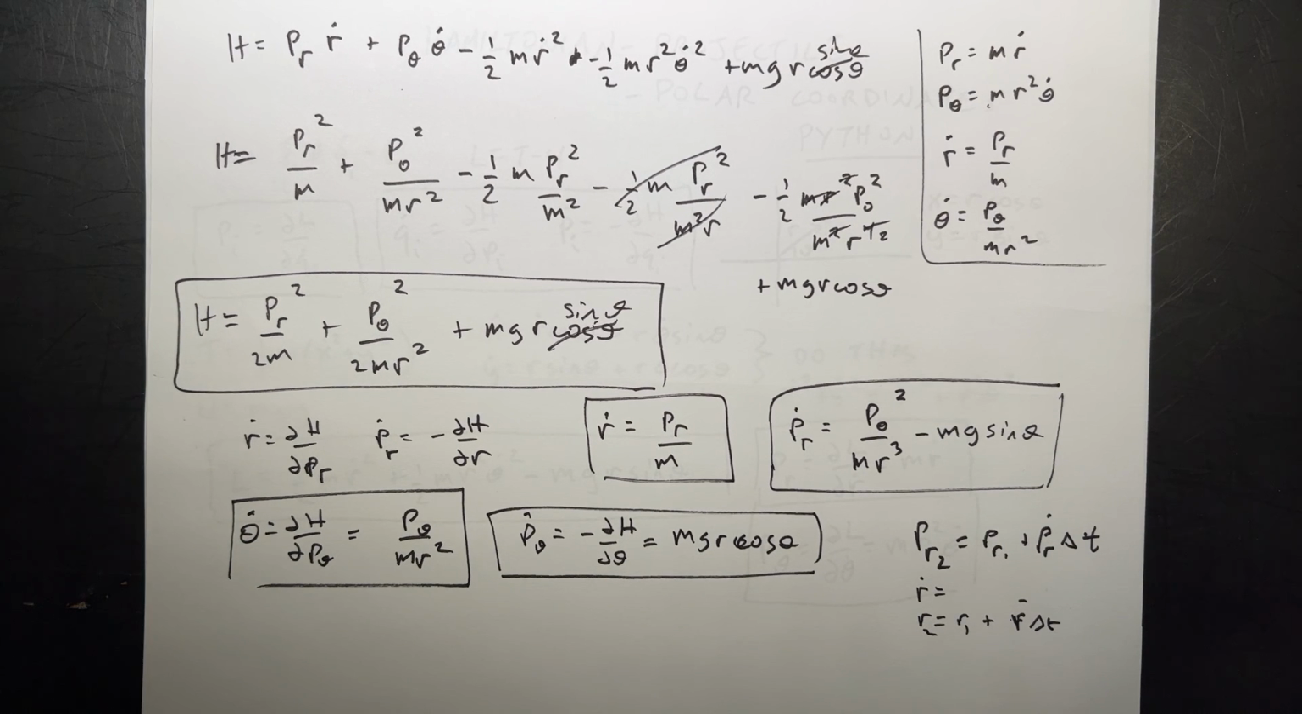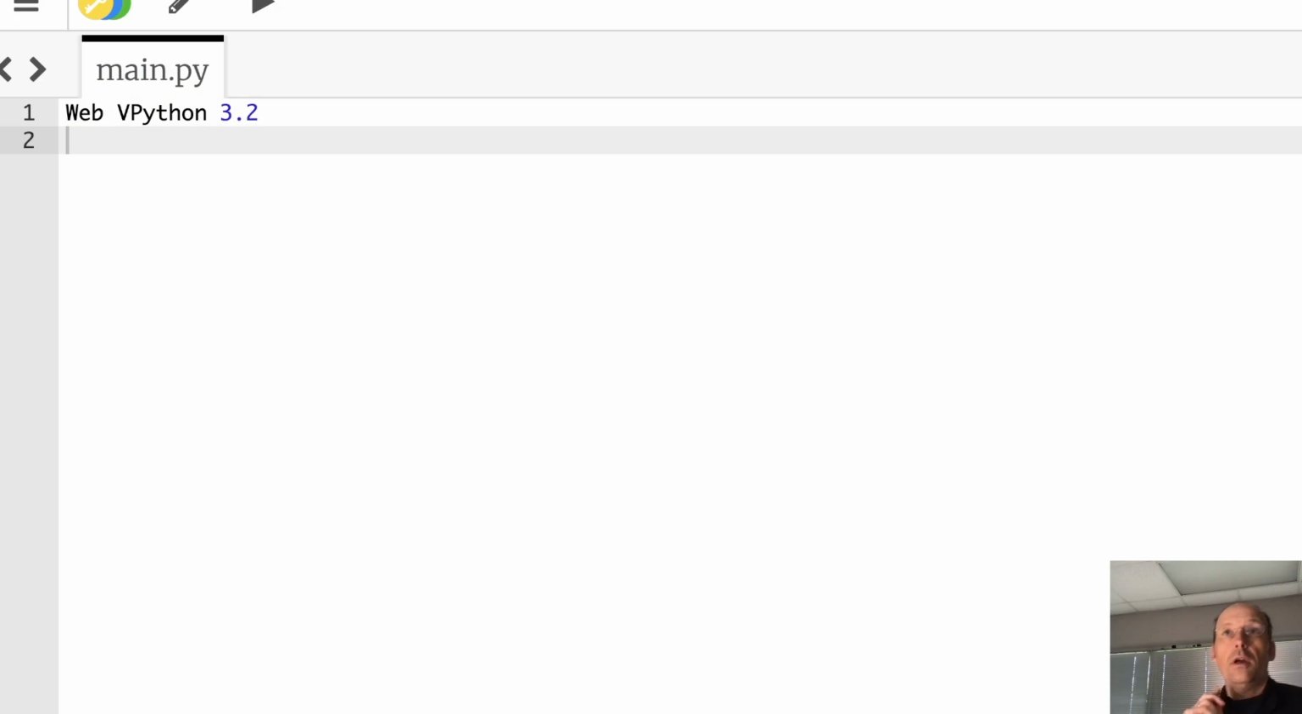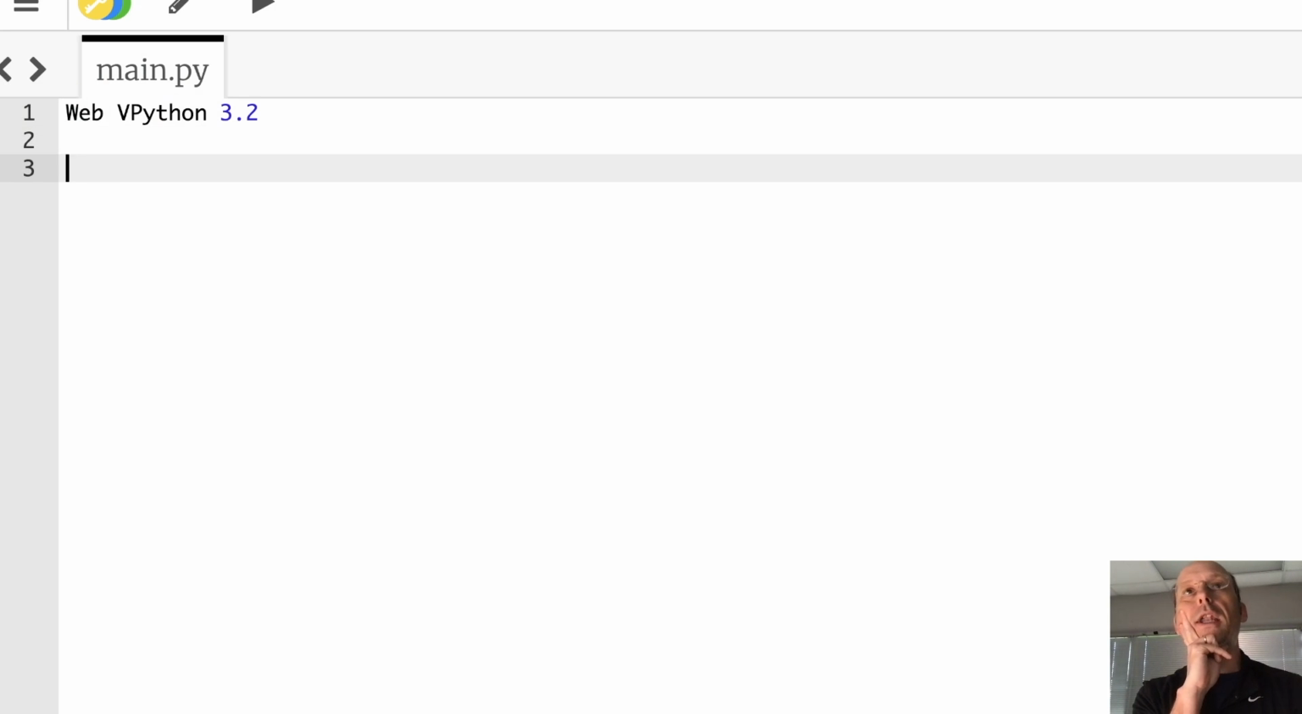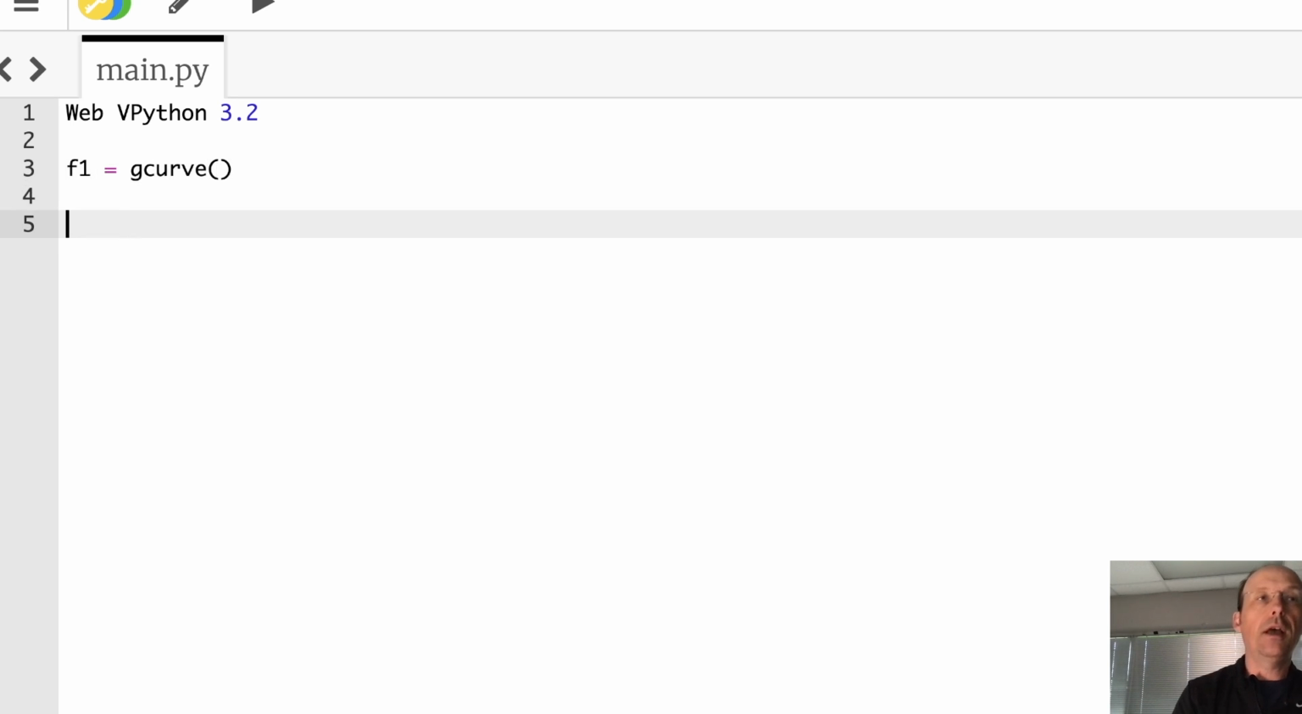It's gonna be fun. I'm gonna make 3 graphs. Okay, here we are. And this one won't lose focus because it's a computer, right? So that's better. So let's just go ahead and make just one graph. F1 equals G curve. And I don't really care because I want to test to make sure that everything's working.